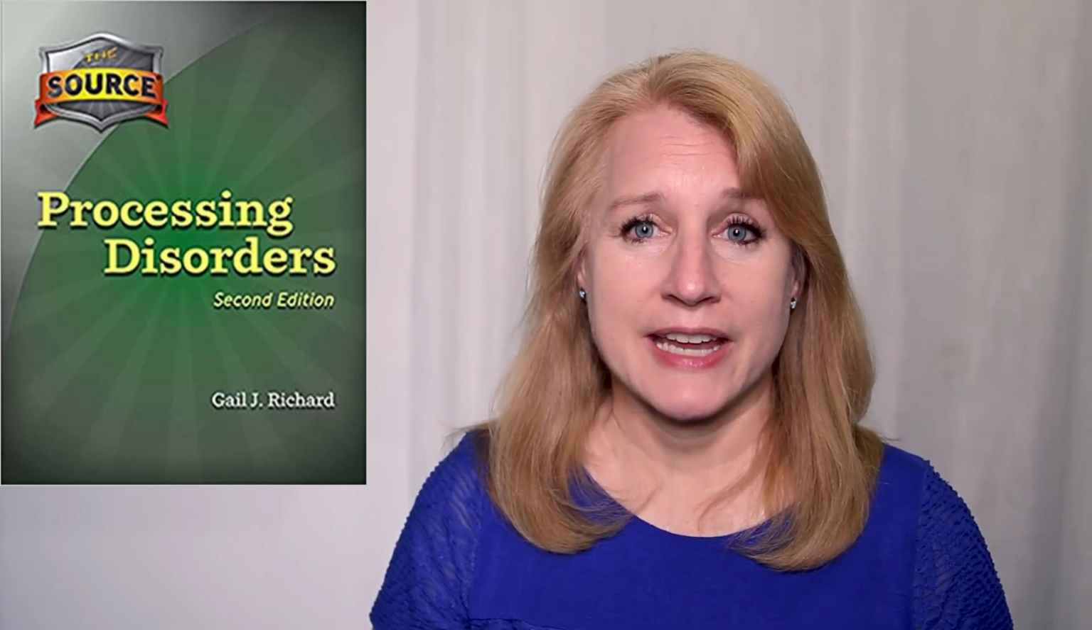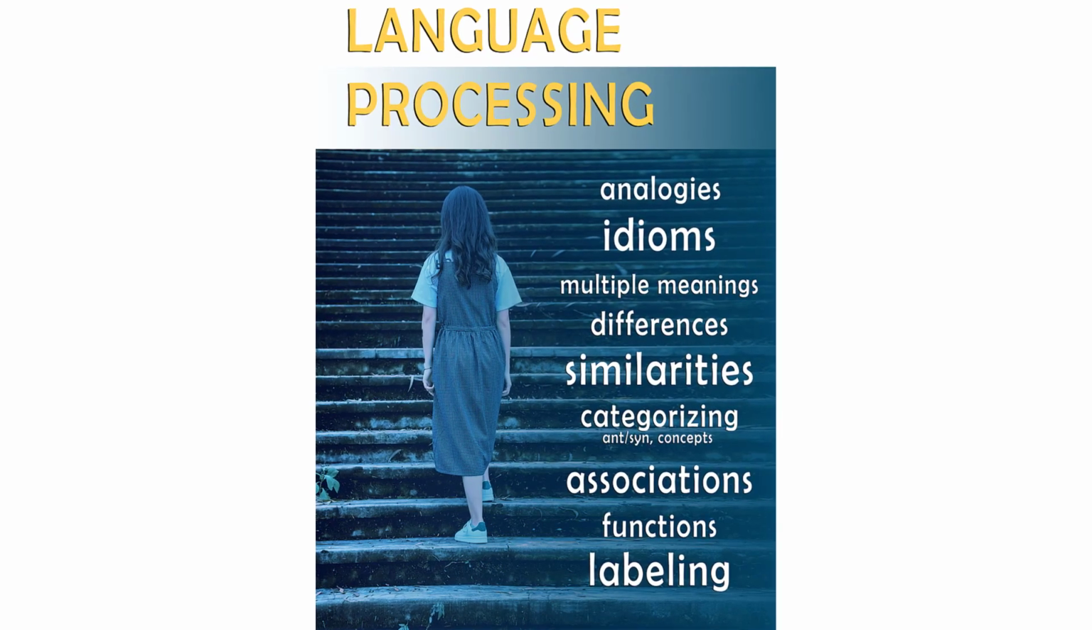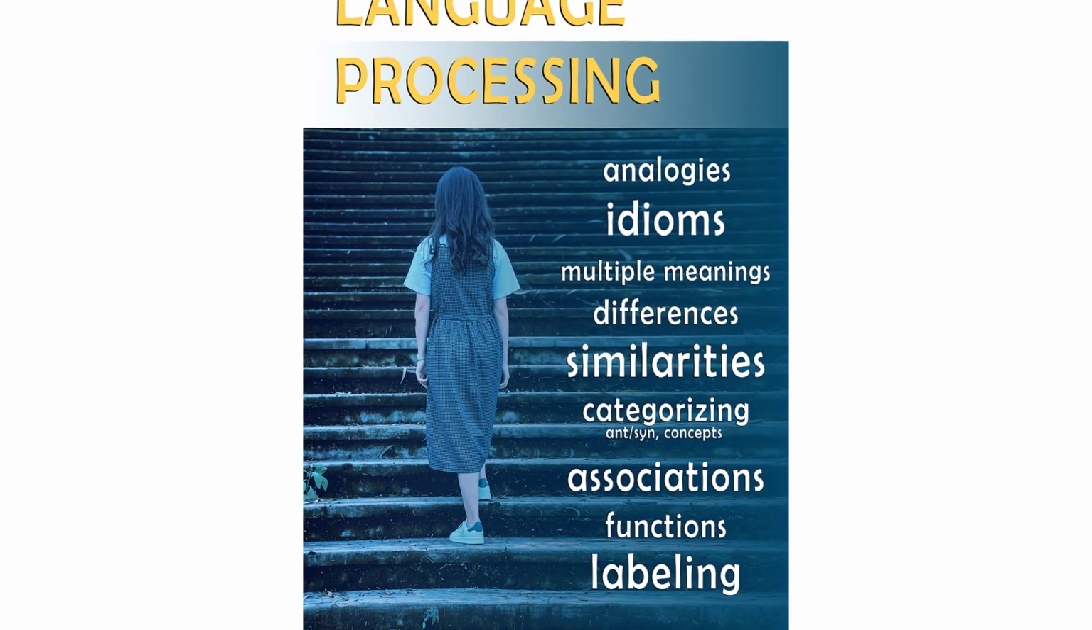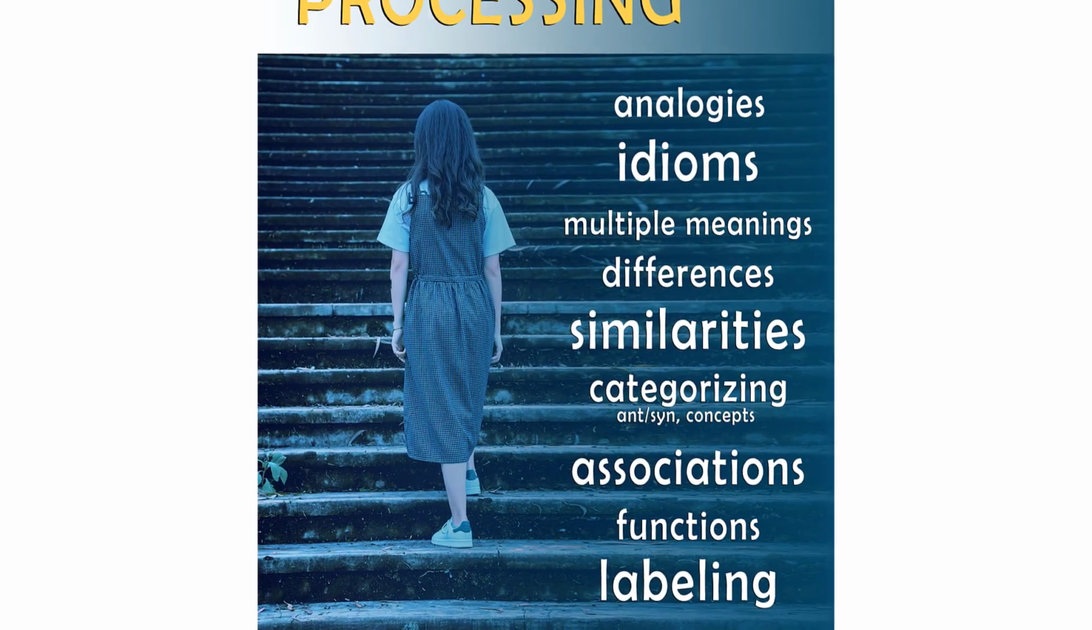The language processing hierarchy is a way of organizing fundamental language skills, based on the book The Source for Processing Disorders by Gail J. Richard, PhD, CCC-SLP. Her work is more complex than I can describe here, so I'll just try to summarize the basic idea of the language hierarchy chart. The idea is that children learn to sort language ideas into categories in their brain, starting with simple relationships to more complex ones.